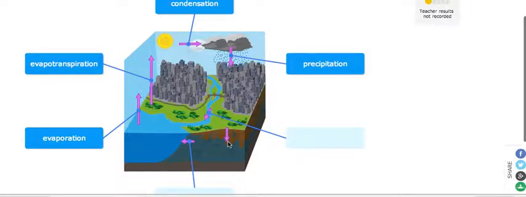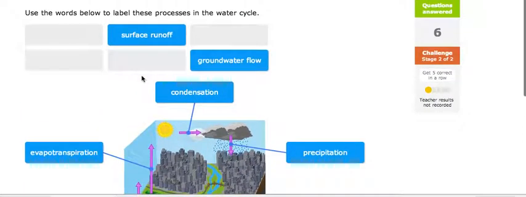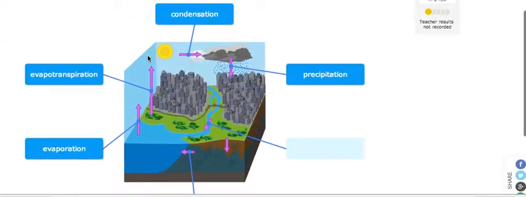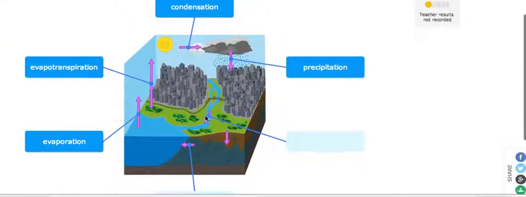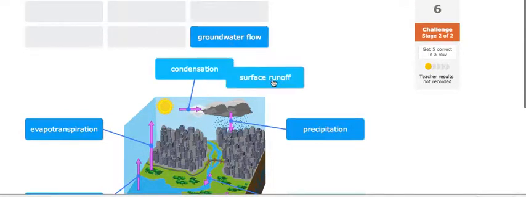Then we have two more arrows. We have one that's going down, and then we have one that's in this like underground river that's going out into the lake or the ocean. So I know that surface runoff is when the water hits the ground and rolls off. So this one right here, where the water's traveling in the river, it's not sinking down. This one's just traveling in the river. I know that that is surface runoff.